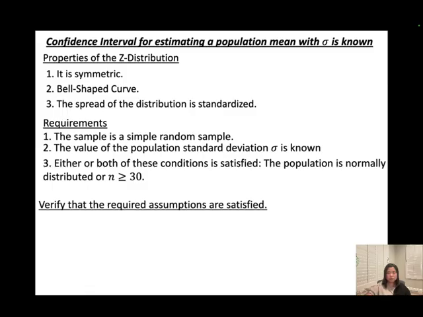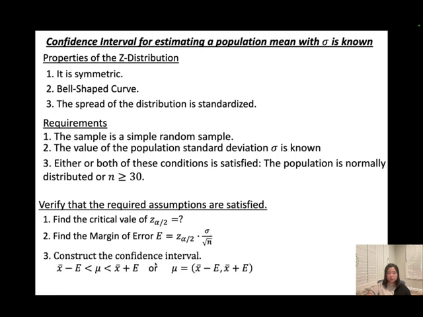Step 1: verify the required assumptions are satisfied. Then, after we verify the requirements, we want to find the critical value, just like in example 1 and example 2. And then we want to find the margin of error. So after you find the critical value, plug it in here, and we need the population standard deviation. Step 3, we construct the confidence interval. You can write it as an inequality, or you can write the population mean as the sample mean minus E and the sample mean plus E. Either way. And then step 4, you draw the conclusion. So follow these steps. The first one has to be verify the requirements, then find the critical value, margin of error, construct the confidence interval, and at the end, draw the conclusion.